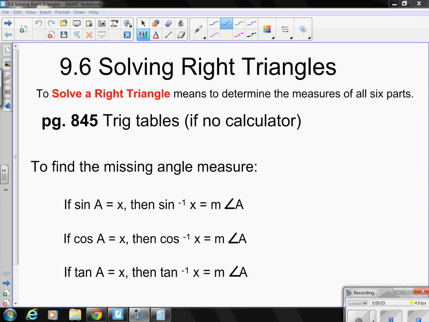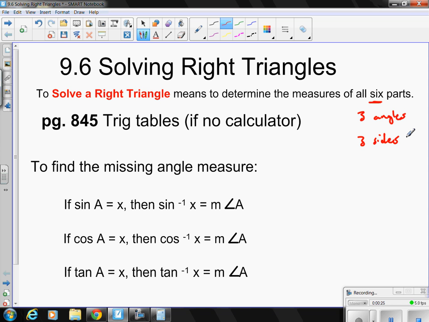9.6, solving right triangles. To solve a right triangle means to determine all of the 6 missing parts. So you'd have 3 angles, those angle measures, and the 3 sides. Now, one of the angle measures is always going to be a right angle, and you'll know some more information.